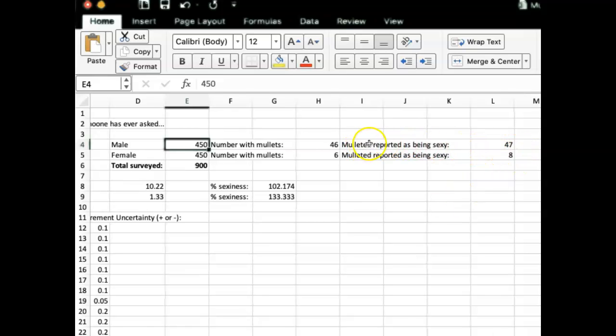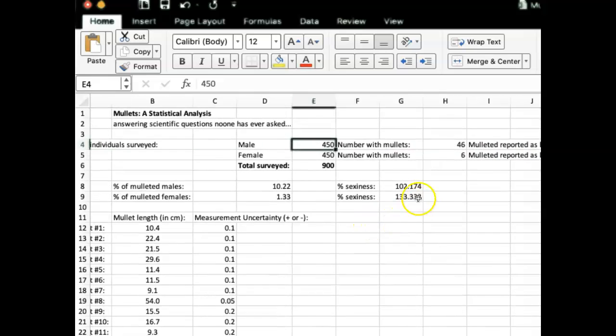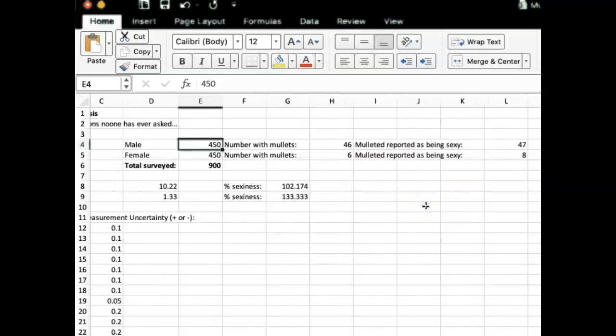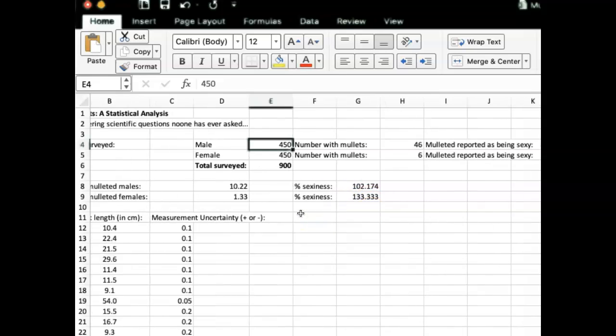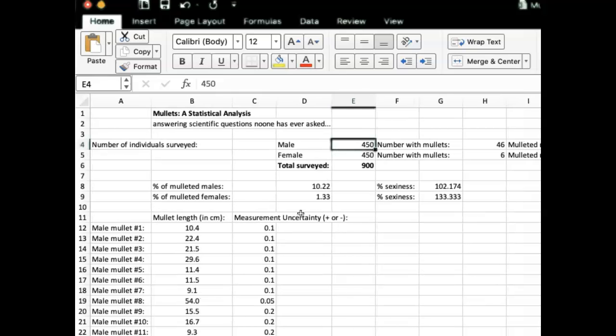But the important thing, and I had to include this: obviously, the mulleted individuals that were reported by resounding response from the rest of the participants as being sexy were 47, right? And so look at your percent sexiness with the mullet, right? You're not only guaranteed to be sexy with a mullet, but you're more than guaranteed, right? 102%. Obviously, these are very hard numbers. I would trust everything that you see here today. Interestingly enough, when you are a mulleted female, you're even more likely to be considered sexy. 133% of those.